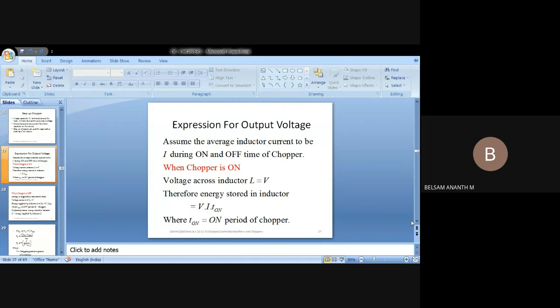When the chopper is on, what is the voltage across the inductor? The voltage across the inductor L is equal to the supply voltage V. Therefore, the energy stored in the inductor equals V into I into T on. So T on is nothing but the on period of the chopper.